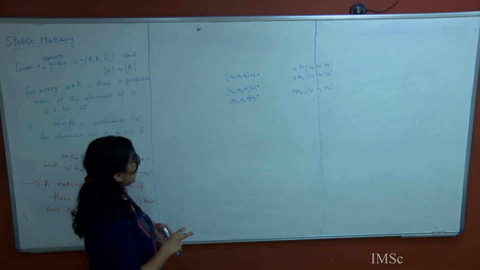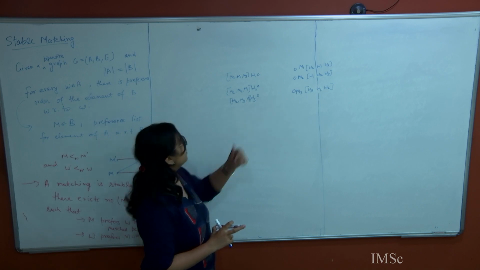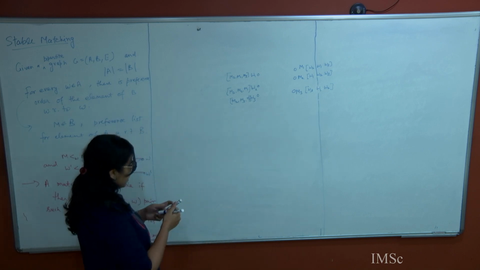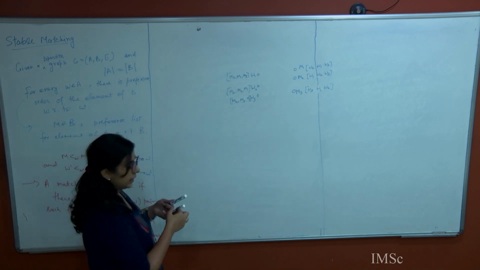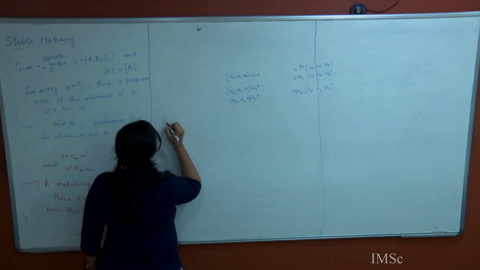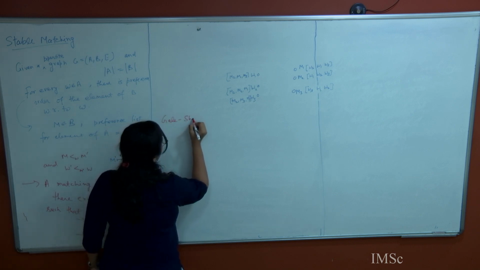So now we want to find a matching which is stable. For this, we will talk about the Gale-Shapley algorithm, which was given by Gale and Shapley.